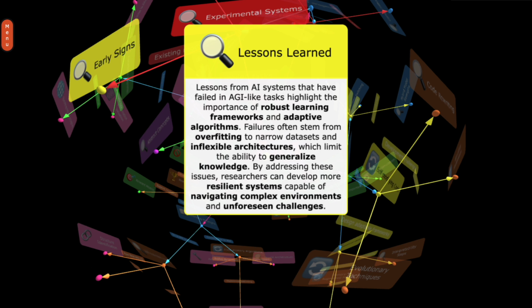Lessons from AI systems that have failed in AGI-like tasks highlight the importance of robust learning frameworks and adaptive algorithms. Failures often stem from overfitting to narrow data sets and inflexible architectures, which limit the ability to generalize knowledge. By addressing these issues, researchers can develop more resilient systems capable of navigating complex environments and unforeseen challenges.